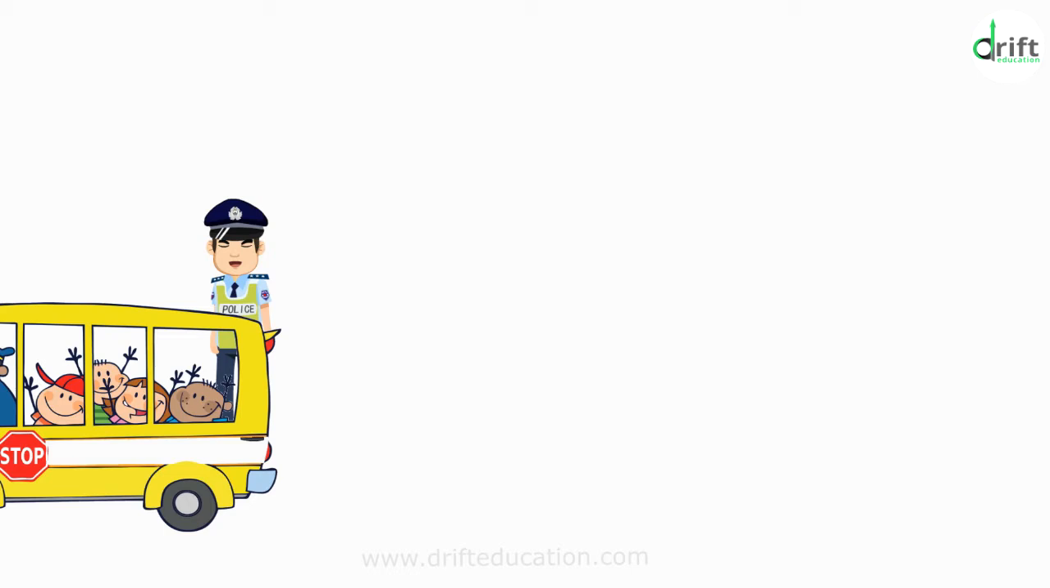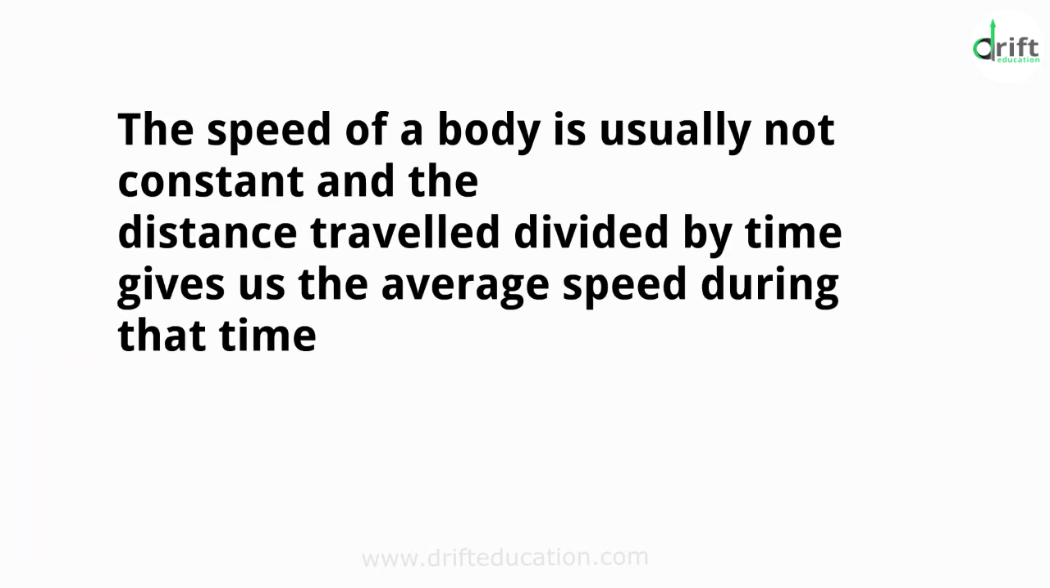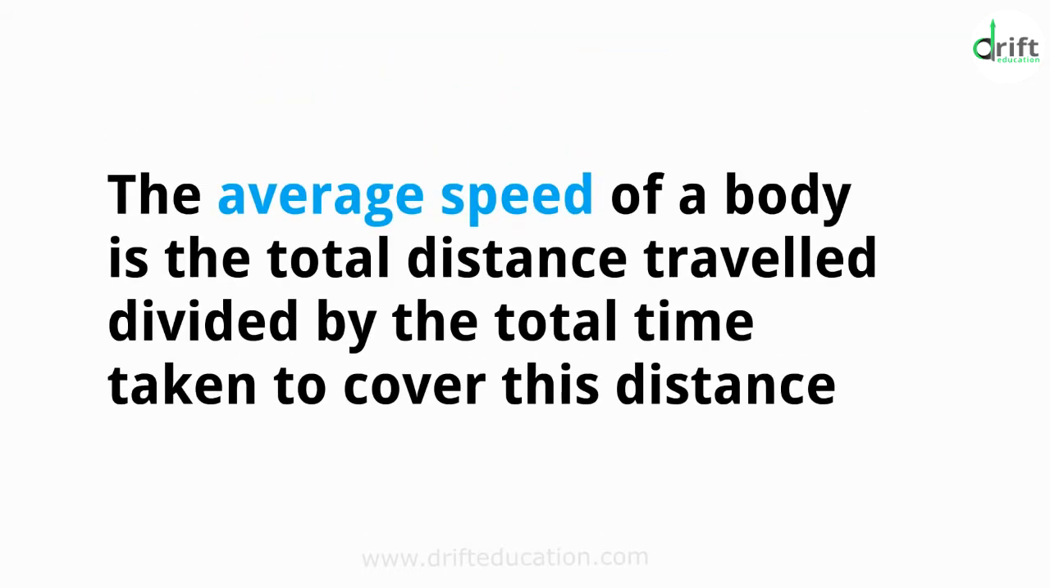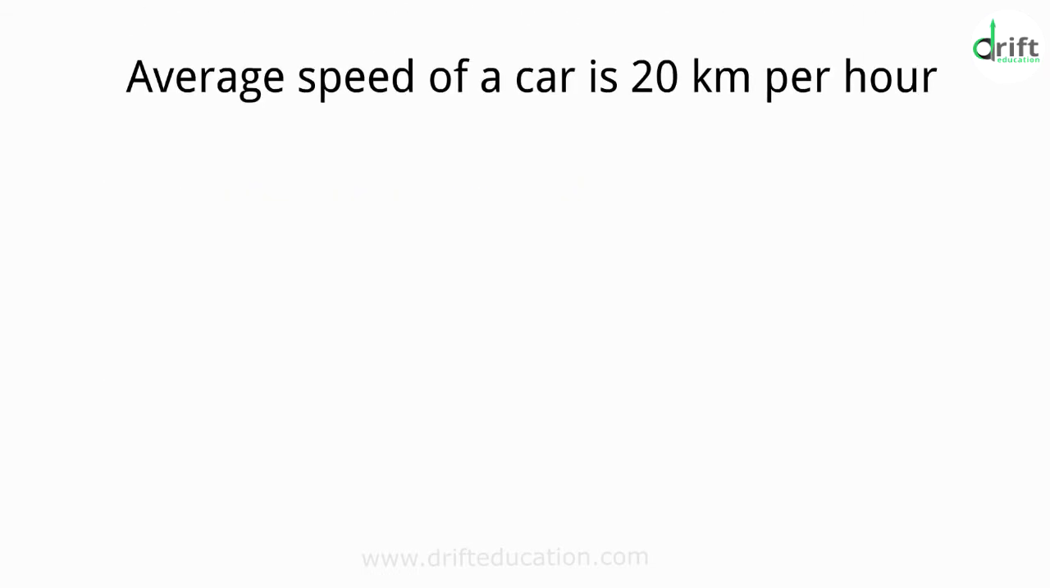Thus, speed of a body is usually not constant, and the distance traveled divided by time gives us the average speed during that interval. Therefore, the average speed of a body is the total distance traveled divided by the total time taken to cover this distance. If we say the average speed of a car is 20 km per hour, it does not mean that the car is moving at this speed all the time.